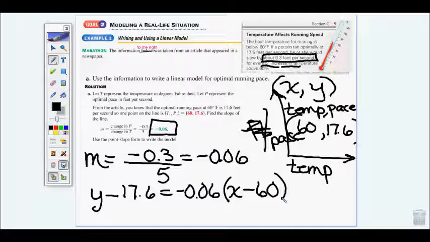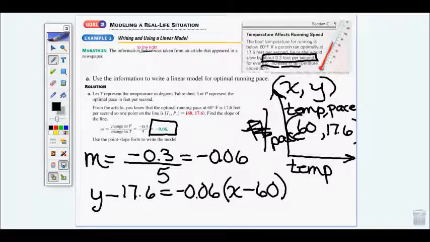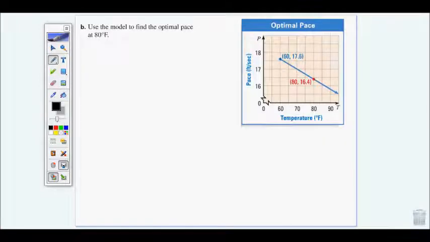So in real life, what you probably would do is letter B says, use the model to find the optimal pace at 80 degrees Fahrenheit. So what they did was they plotted some x's and y's in there. Going back here, you would probably put in this x to see what it would do to your output, like we always do. So they did some of those, and they got that lovely chart, which I was able to make a little bit bigger for you.